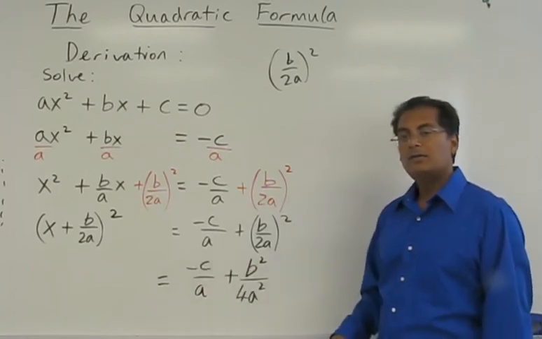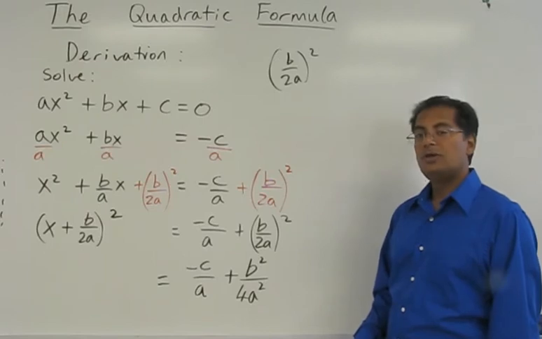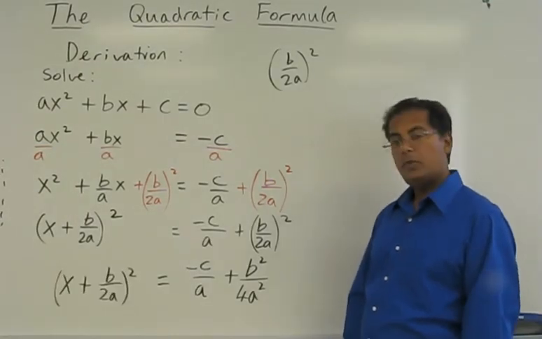And on the left side, we're still going to have x plus b over 2a squared. The next step is to square root both sides.